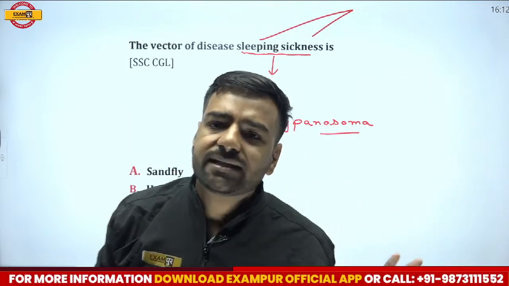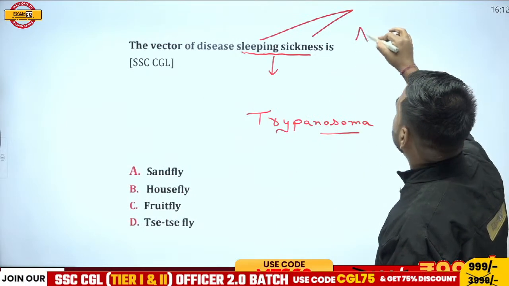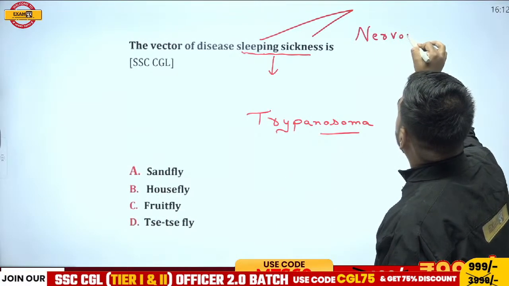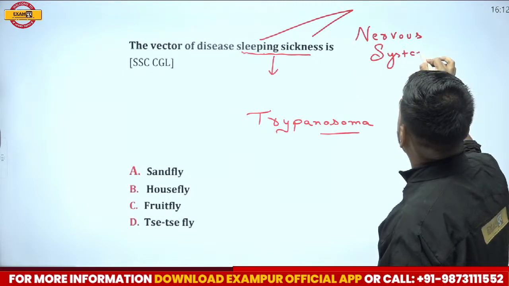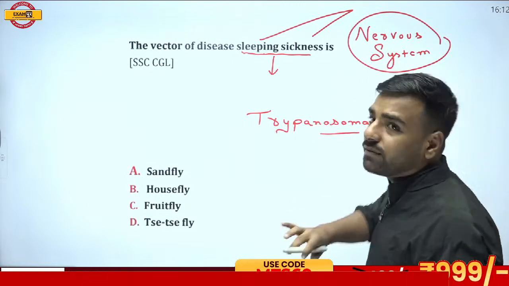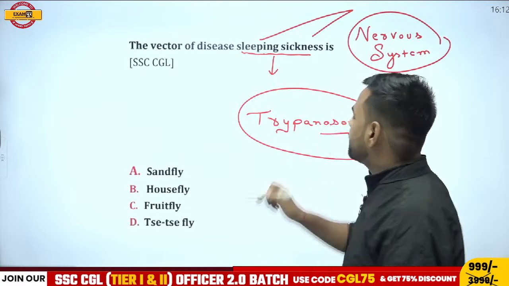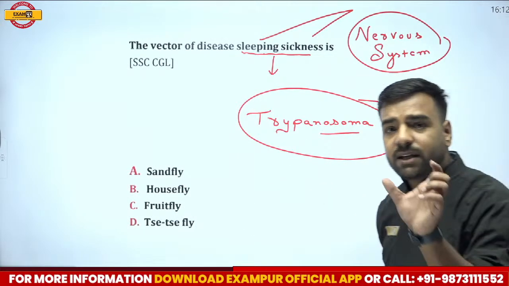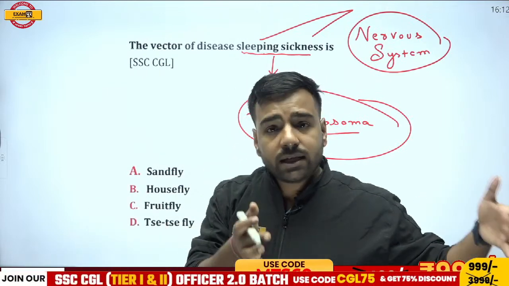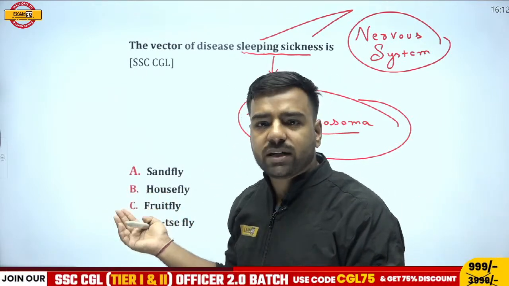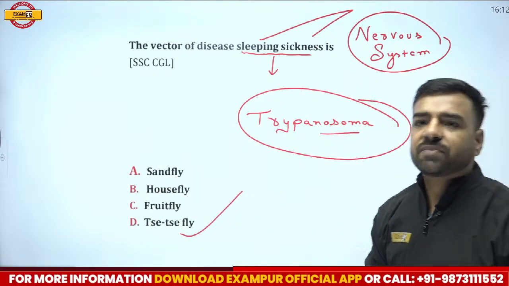Now that means sleeping part. Which particular part of the body is actually dealing with it? Obviously our brain, right? So what is going to happen? The sleeping sickness is the one where it will lead to an issue in our nervous system, where we will feel sleepy. The most important thing is this trypanosoma, if it is present in the Tsetse fly and this fly comes to you, you will suffer from this issue that is known as sleeping sickness. So which is that particular fly? That fly is known as Tsetse fly.